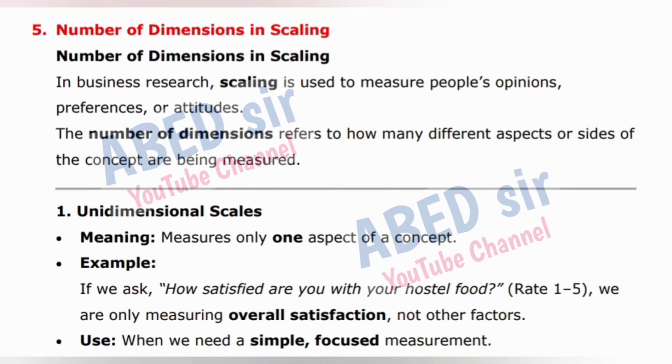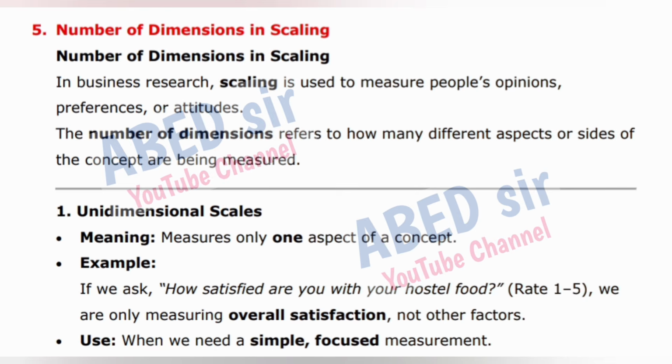Next important long question is 5. Number of dimensions in scaling. In business research, scaling is used to measure people's opinions, preferences, or attitudes. The number of dimensions refers to how many different aspects or sides of the concept are being measured.